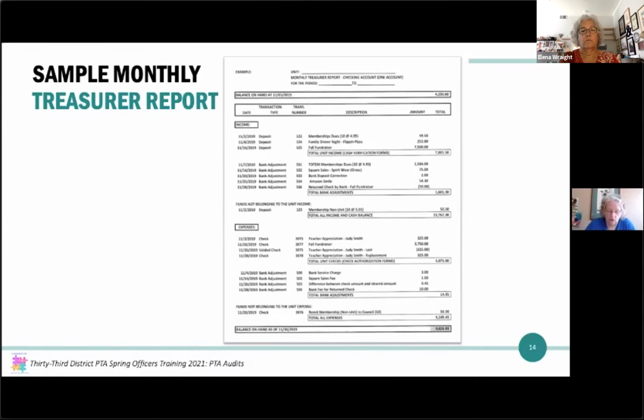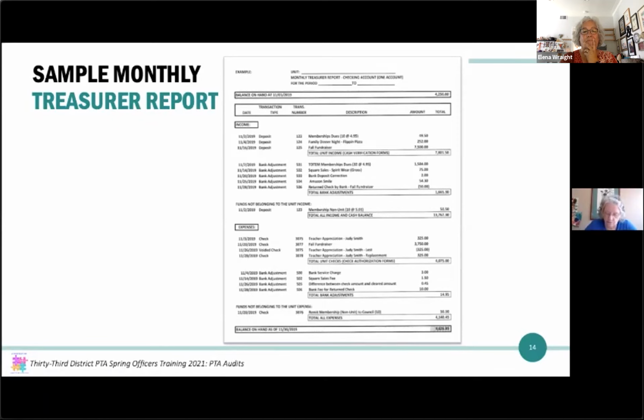Okay, so in our example, and I tried to make all the examples with the same numbers so you can make those relationships. The beginning cash balance, $42.50, and then we have the membership dues, $10. And so we want to split that in the treasurer report between what is owned by the unit, the membership dues, and what needs to be forwarded to the next level.